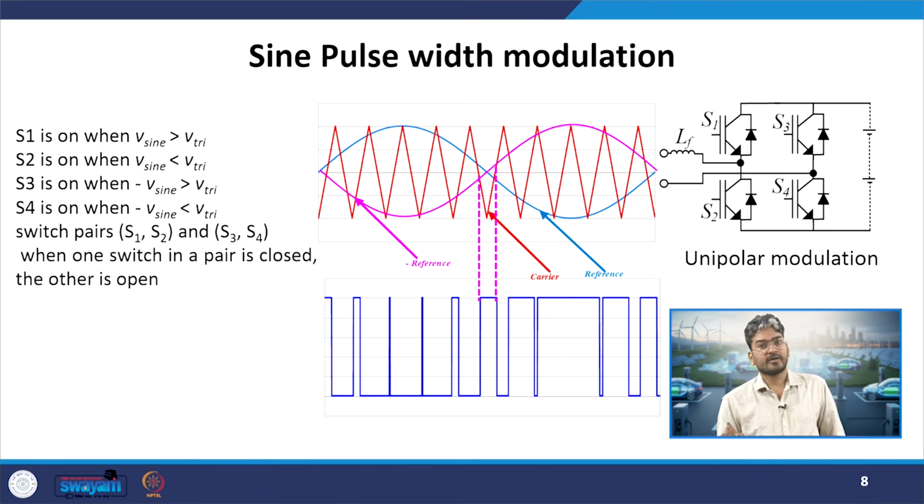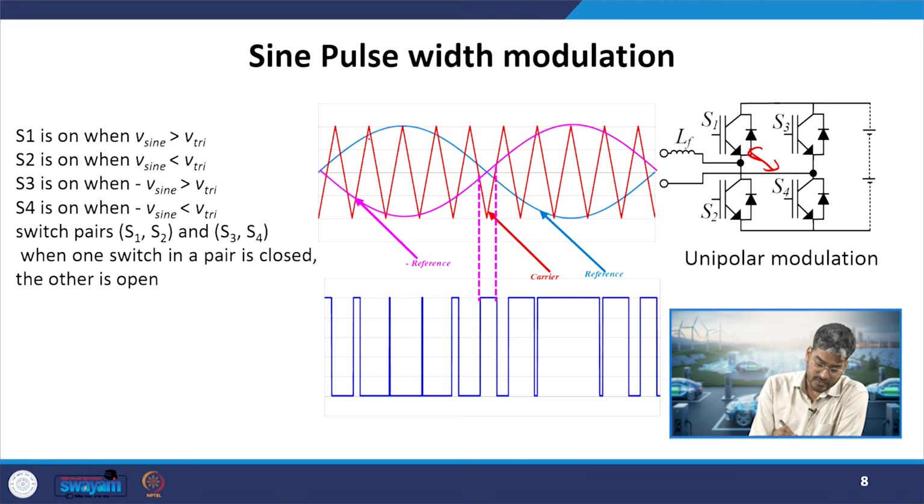Whereas, in this unipolar method, what will be the change? Now, we will no longer consider the diagonal switches as pairs. We will introduce one more modulation signal, which will be the negative reference signal. So here we will have two modulating signals and one carrier wave. What will be the relation between the two reference signals? If you see, they are exactly out of phase, having a 180 degree shift from each other.